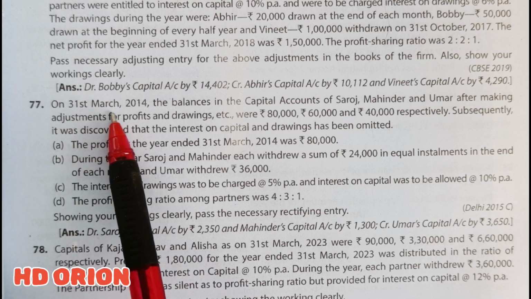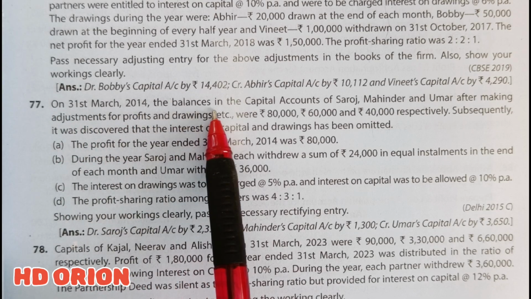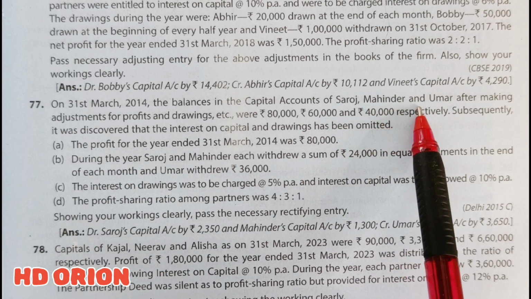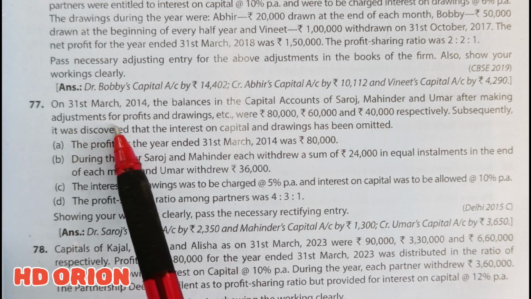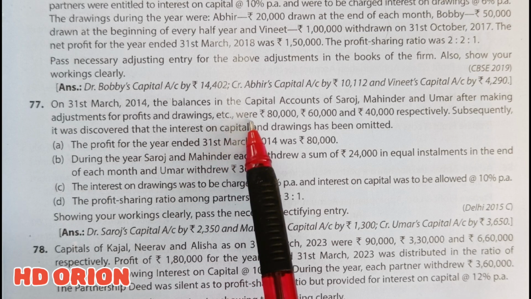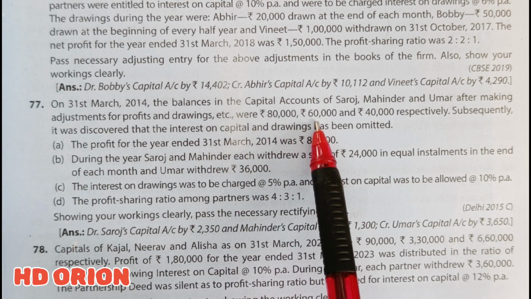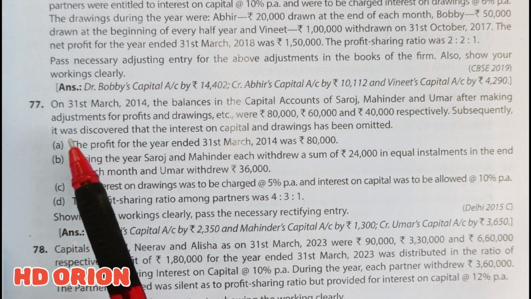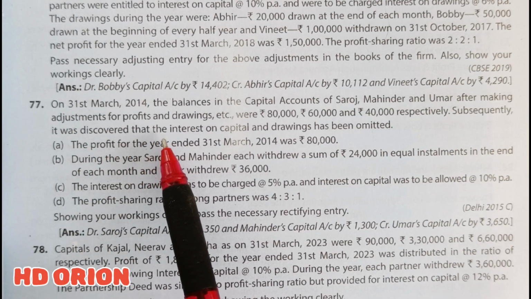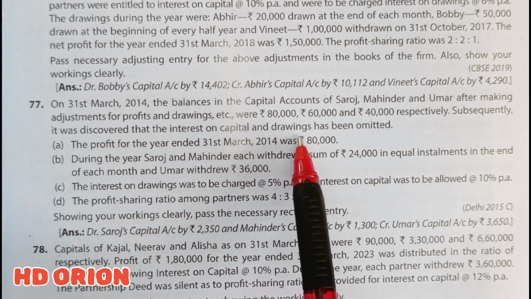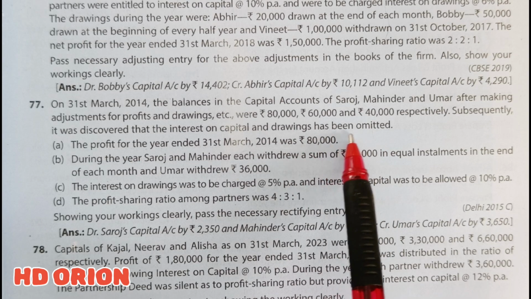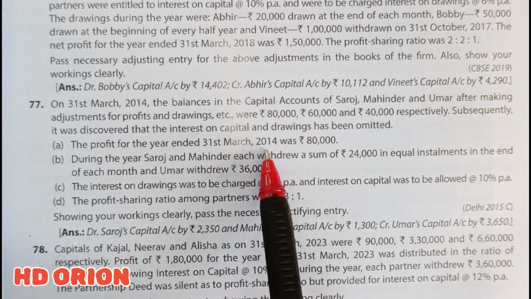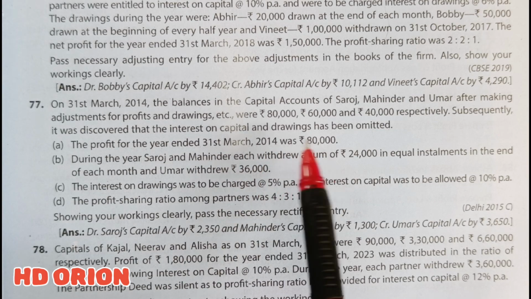So on 31st of March 2014, the balances in the capital accounts of Saroj, Mahinder and Umar after making adjustments for profit and drawings etc. were rupees 80,000, rupees 60,000 and rupees 40,000 respectively. Subsequently, it was discovered that the interest on capital and drawings has been omitted. The profit for the year ended 31st March 2014 was rupees 80,000.